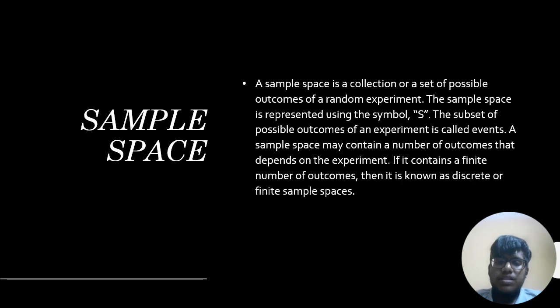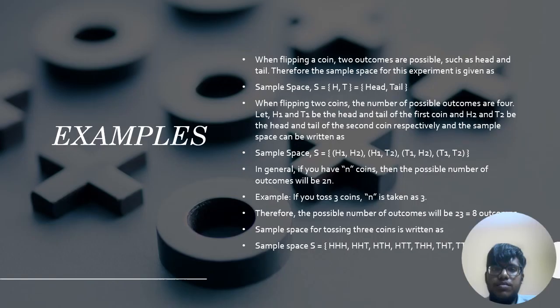Sample space. A sample space is a collection or a set of possible outcomes of a random experiment. The sample space is represented using the symbol S. A subset of the possible outcomes of an experiment is called an event. A sample space may contain a number of outcomes that depend on the experiment. If it contains a finite number of outcomes, then it is known as a discrete or finite sample space.